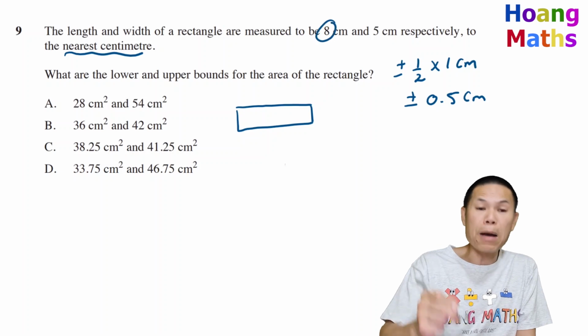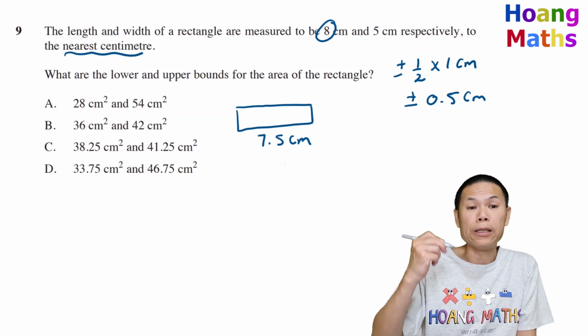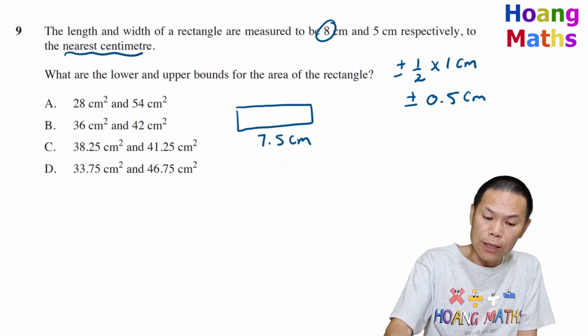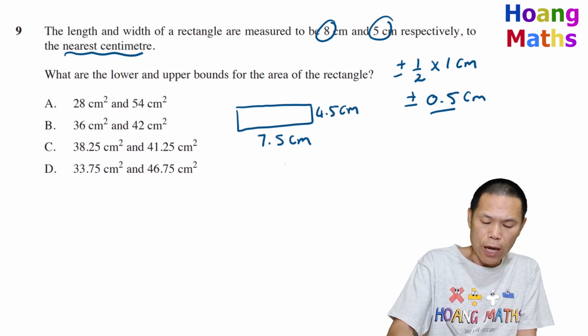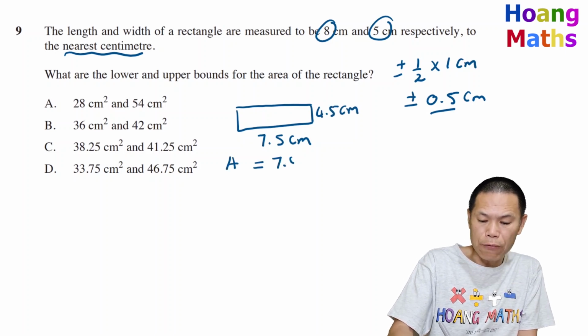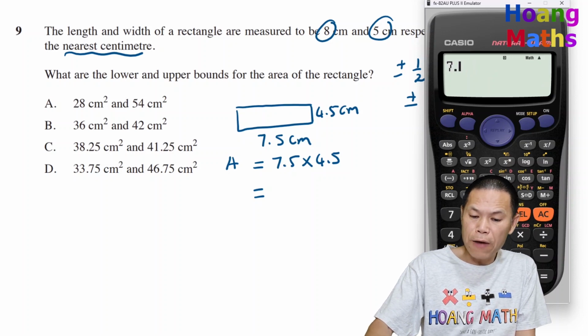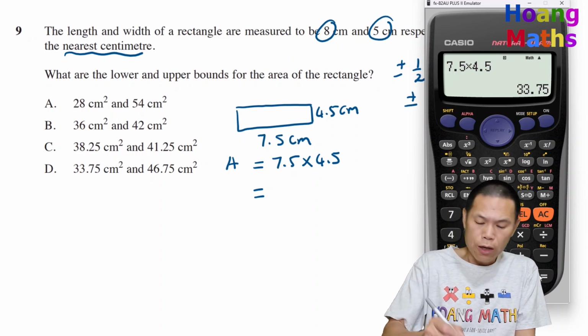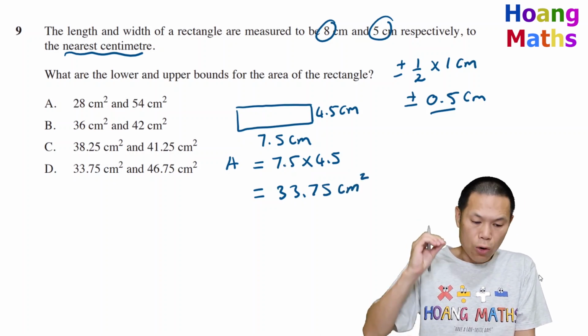Now we have 8 minus 0.5 is 7.5 centimeters here. And for the width, it is 5 centimeters. We minus 0.5, so 4.5 centimeters. So the area is 7.5 times 4.5. Let me just work it out. I just go 7.5 times 4.5, which is 33.75. So 33.75 square centimeters for the lower bound.